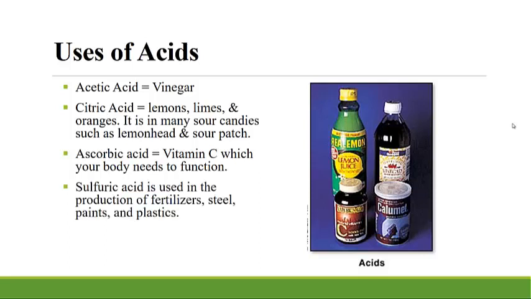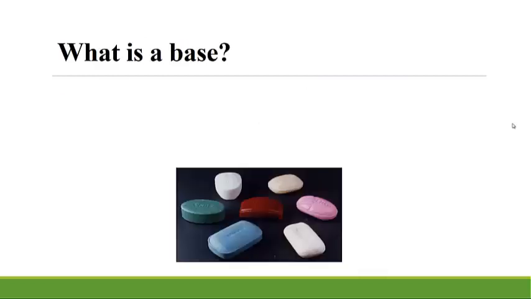Sulfuric acid. You've heard of that. That's what we usually think of as being a strong acid and causing all kinds of problems. It's used in the production of fertilizers, steels, paints, plastic, all kinds of different things. And then car batteries. If you've ever had to replace your battery, maybe you've seen that corrosion on there.